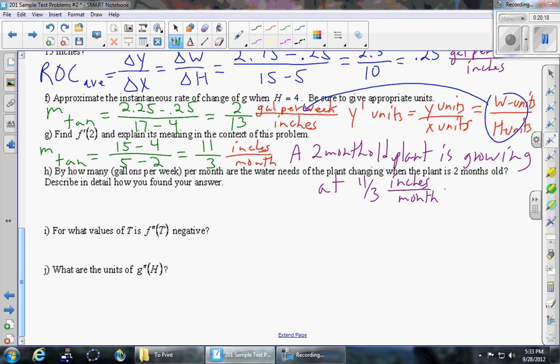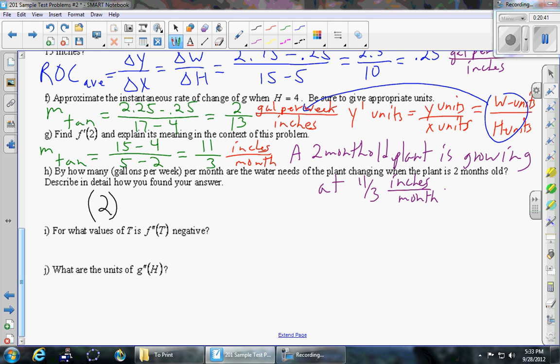Part H, by how many gallons per week per month are the water needs of the plant changing when the plant is 2 months old? Describe in detail how you found your answer. Okay, this one seems like it's a doozy. How many gallons per week per month are the water needs changing when the plant is 2 months old? Okay, so the 2 months old, let's start there. That 2 months is an input.